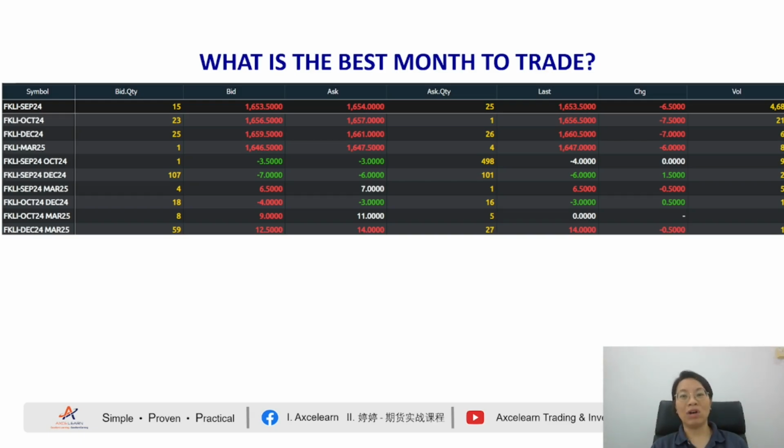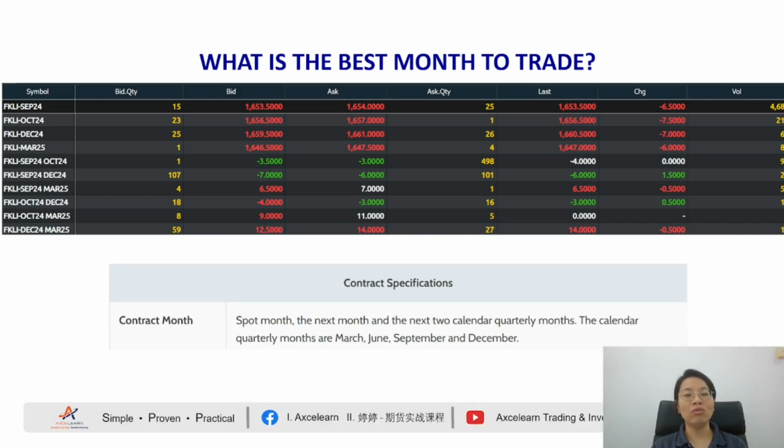So we go back to the foundation of futures. First thing, if you want to know about our products, the first thing that we need to do is look at their contract specification. The contract specification would define what are the contract months available for you to trade. For example, for FKLI, the contract months available are the spot month, meaning the current month, the next month, and the next two calendar quarterly months. So the calendar quarterly months will be March, June, September, and December.